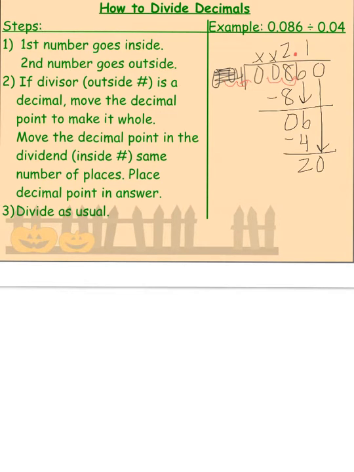How many times does 4 go into 20? 5 times. 5 times 4 is 20. And then this is exciting because when we subtract, we get 0. And there are no more digits here. This means we are done. 2.5 is our answer.